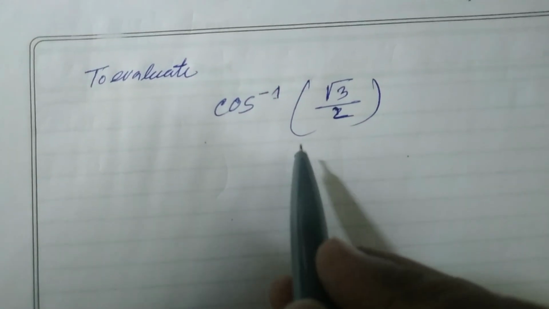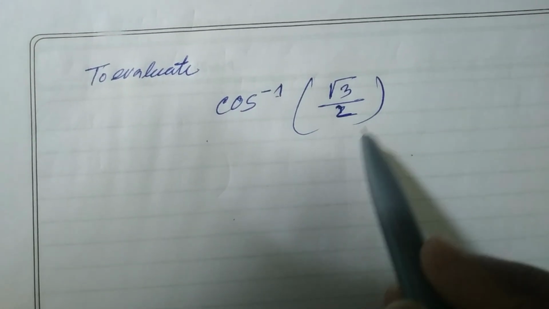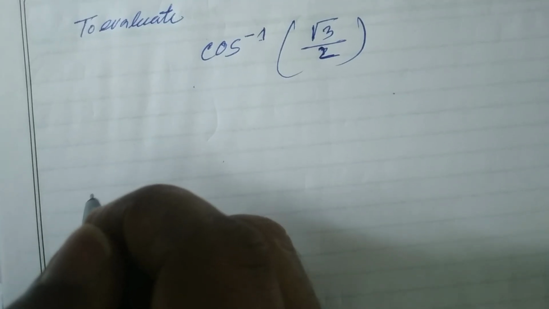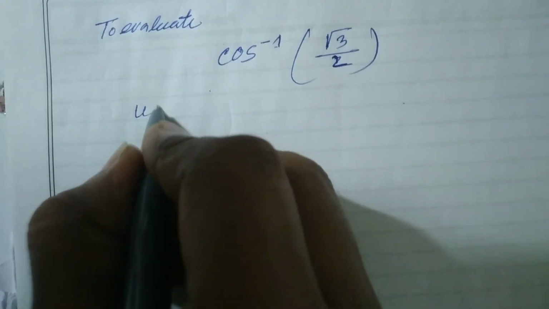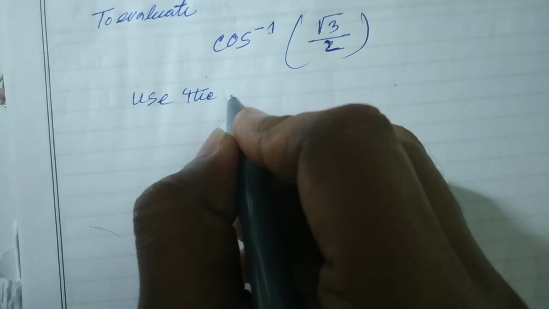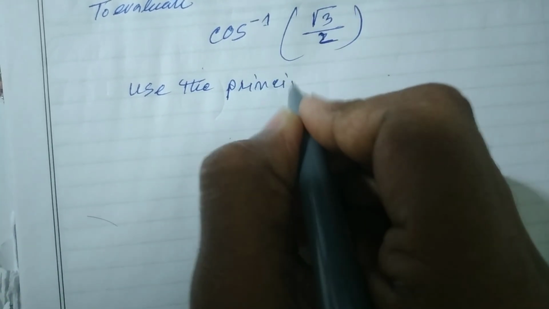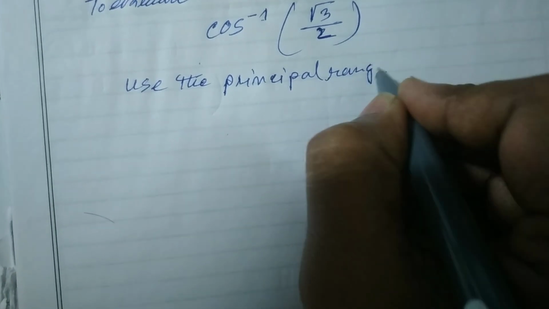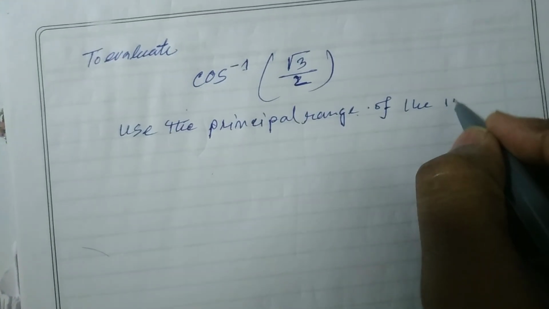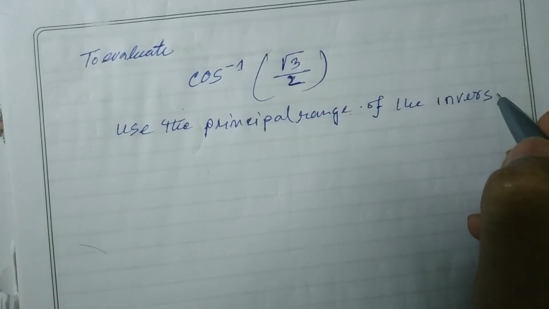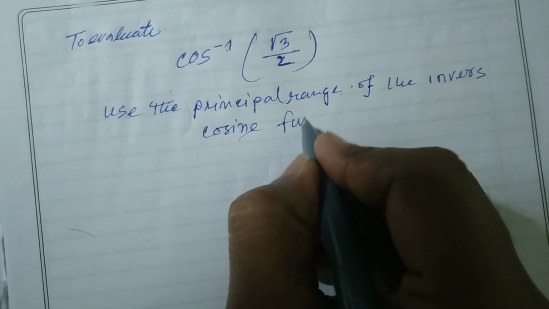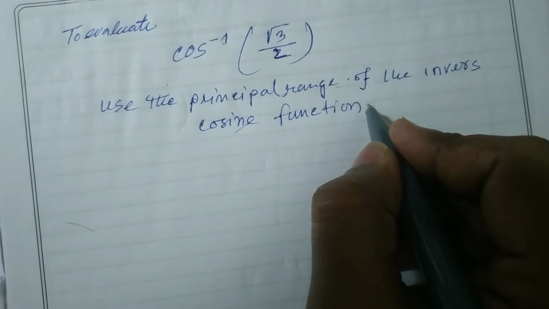To evaluate cos inverse of root 3 divided by 2, use the principal range of the inverse cosine function.